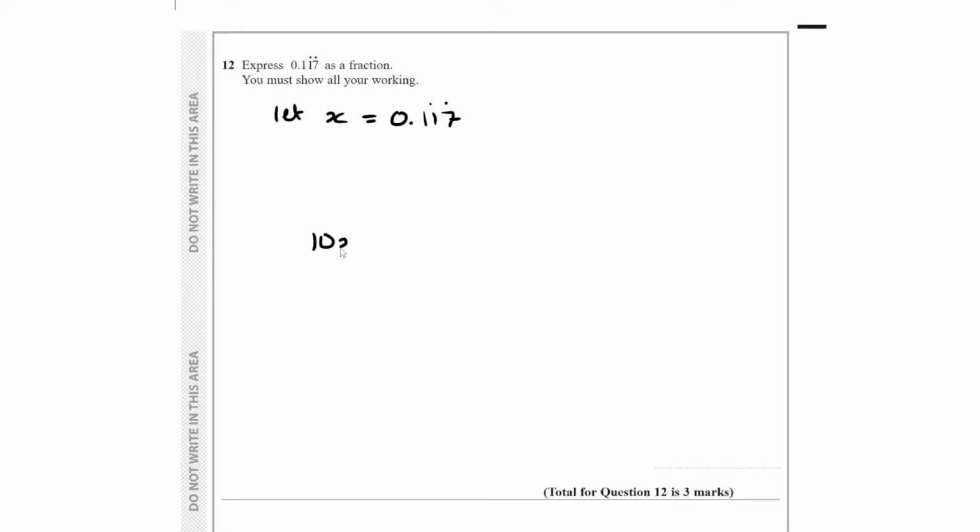So I would do 10x because that will move my decimal place along by 1. And now do you see how I've isolated the recurring part in the decimal? Then you need 2 versions of this. So we've already got one here. I need another version of this with the exact same recurring decimal in the same order.